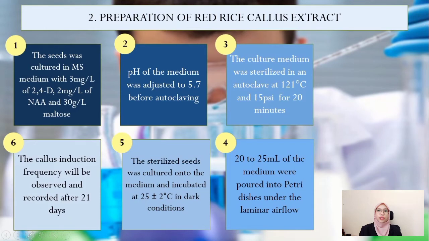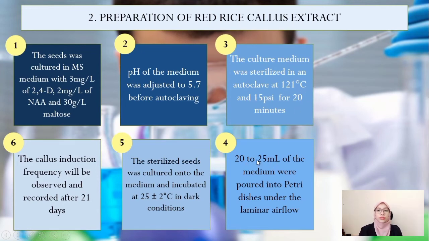Next, for the preparation of red rice Callus extract, the seeds were cultured in MS medium with 3 mg per liter of 2,4-D, 2 mg per liter of NAA, and 30 g per liter of maltose. Before autoclaving, the pH of the medium was adjusted to 5.7. Then, the culture medium was sterilized in an autoclave at 121 Celsius and 15 psi for 20 minutes.